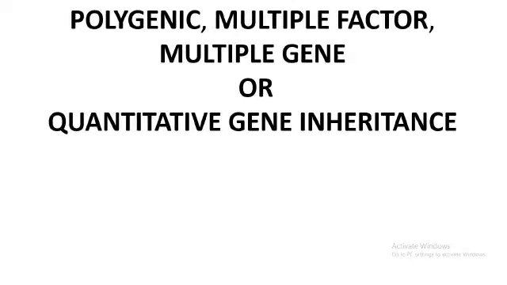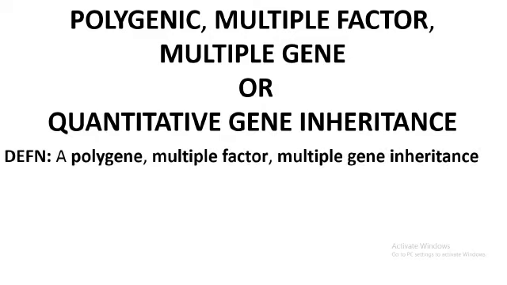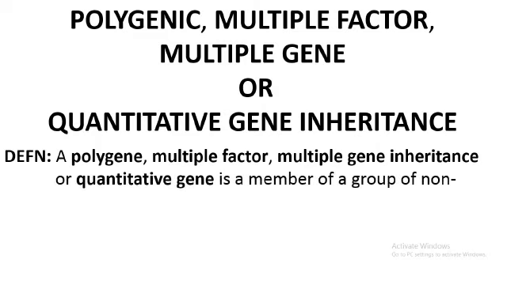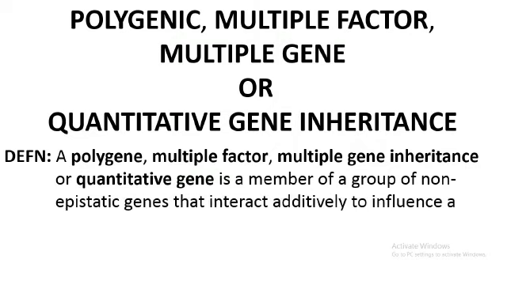Hello students. Now let us continue with one more deviation from Mendelian principles, that is polygenic inheritance, or quantitative gene inheritance, or multiple factor gene inheritance. What is this? Polygenic inheritance, or a polygene, or a multiple factor, can be defined as a member of a group of non-epistatic genes that interact additively to influence a phenotypic trait. Or you have another definition.